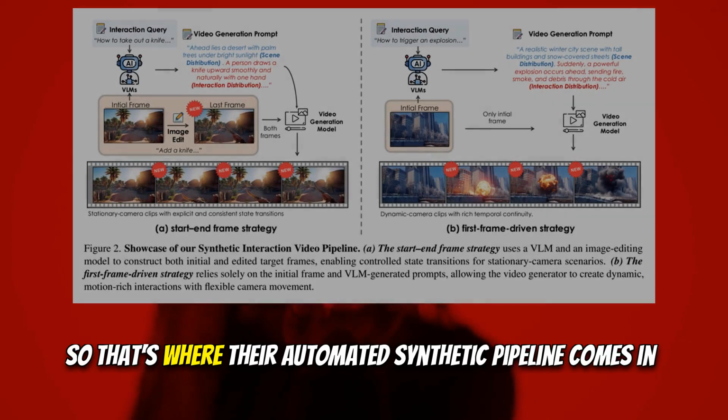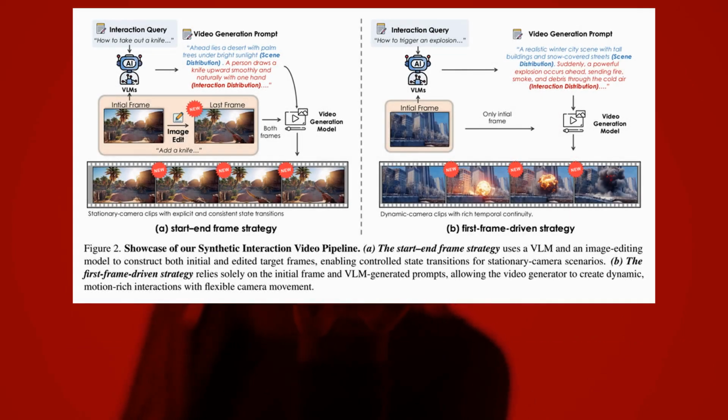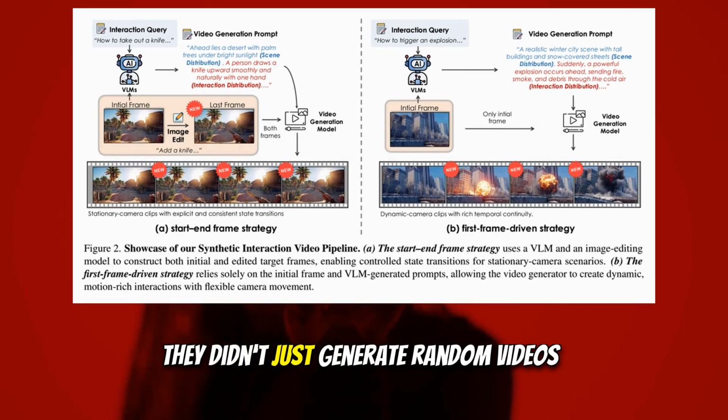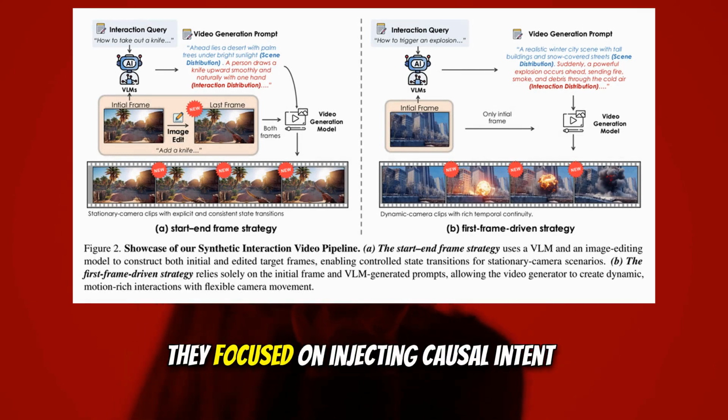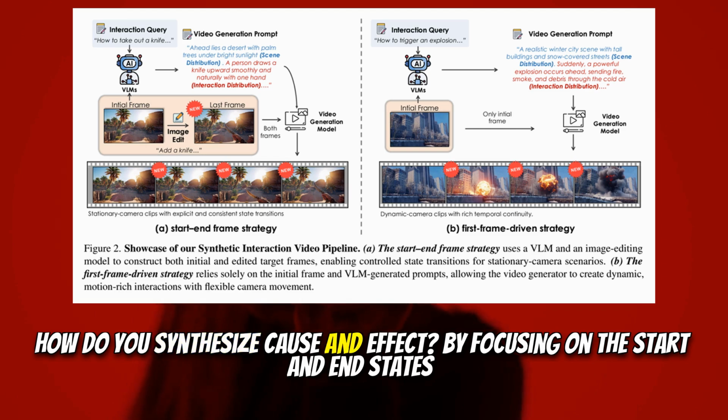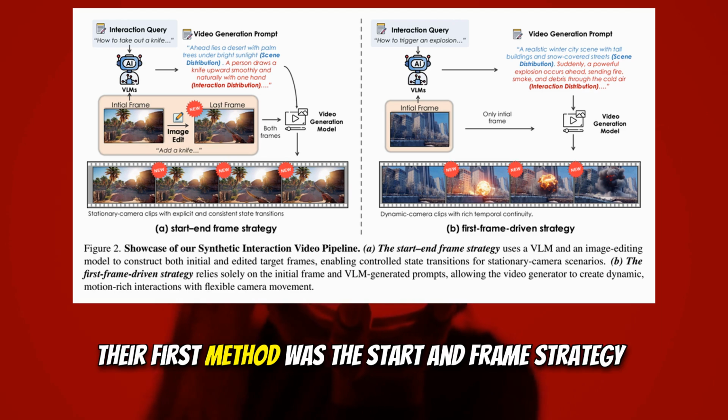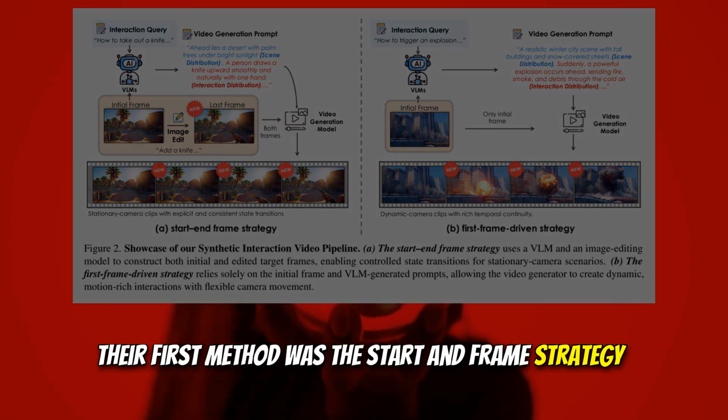Exactly. So that's where their automated synthetic pipeline comes in. And this is really clever. They didn't just generate random videos. They focused on injecting causal intent. How do you synthesize cause and effect? By focusing on the start and end states. Their first method was the start-end frame strategy. Defining two specific frames. Why?